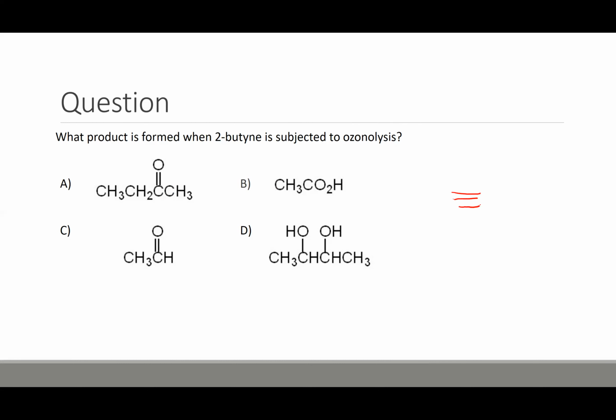I'm drawing here. This pen is very bad. Okay, so 1, 2, 3, 4 carbons long. It's a butene, and the double bond is on position 2 of the carbon. We're doing an ozonolysis, so we essentially break this in half.